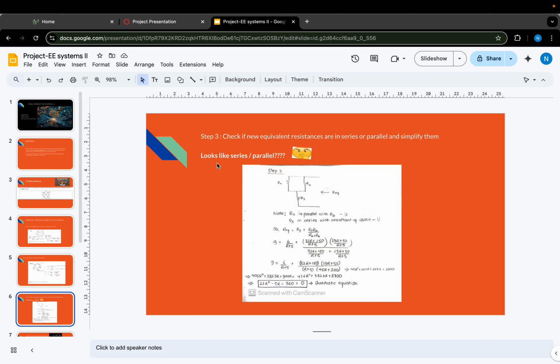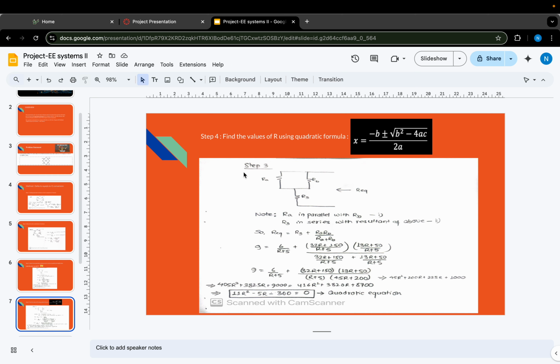And now let's check if our new modified circuit has a series or parallel configuration. If you look at it, we found RA and RB from the previous slide, and you can clearly see these are in parallel because they share the same node. Okay, so these two are in series with R3, and if you find the R equivalent, you will get this quadratic equation. Just compare this with ax squared plus bx plus c equals 0, then you will get the result of R.